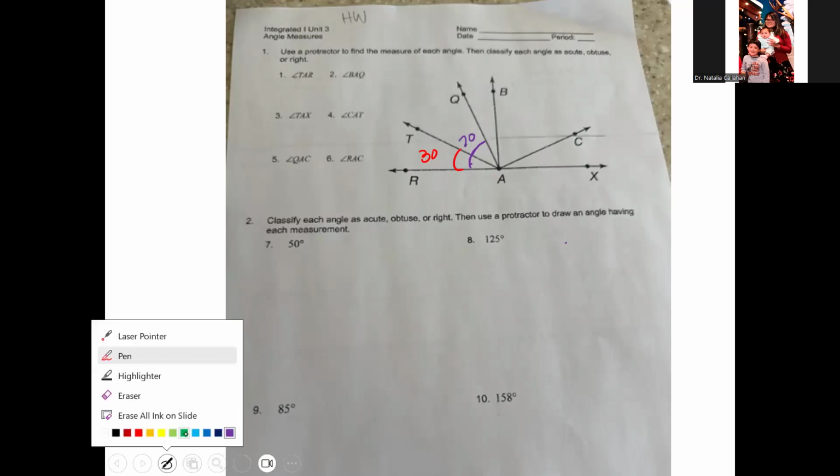So then what is TAQ? What is angle TAQ? Wouldn't that be 70 minus 30? Yeah. Which is what? 40. Okay, now let's measure another one. I want to measure QAX.